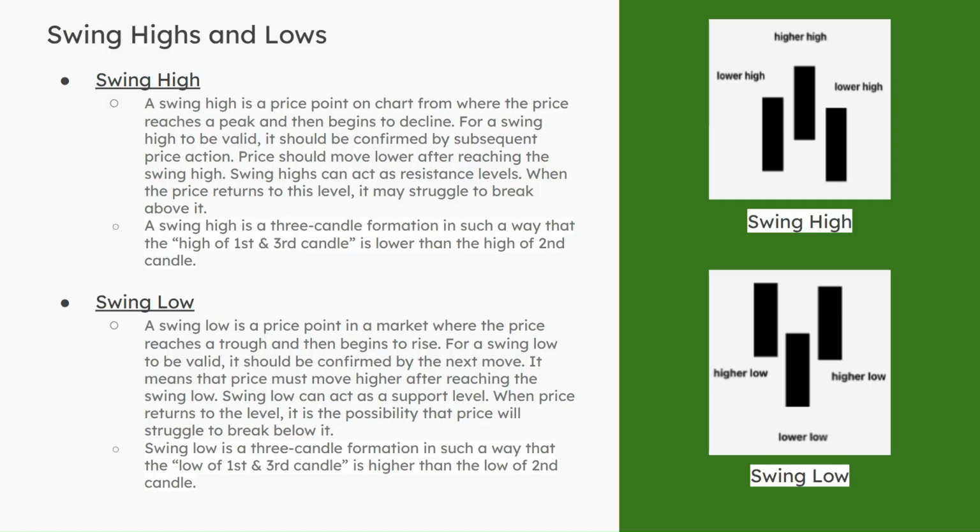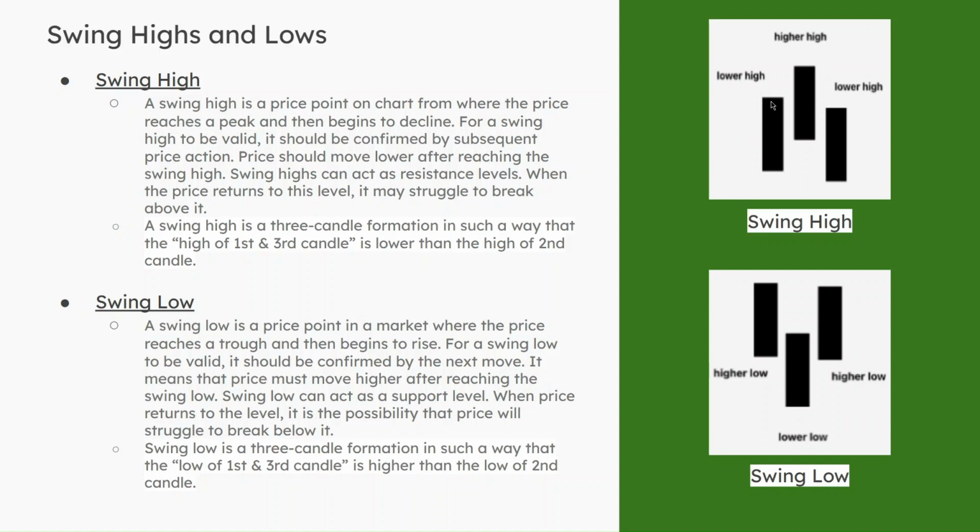So, what is a swing high? The price point on a chart when the price peaks and then starts to fall is a swing high, which is a very vague description. But a swing high needs to be supported by later price action in order to be considered legitimate. Price should move lower after reaching that swing high point, and swing highs can usually act like resistance. So, basically, what it means is that when the price returns to the swing high level, it may struggle to break above it. So this is an example of a swing high.